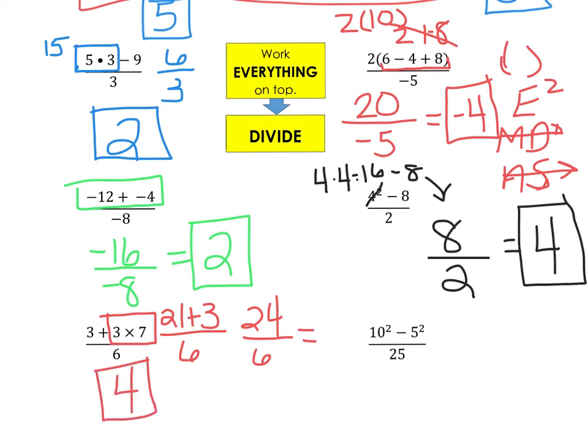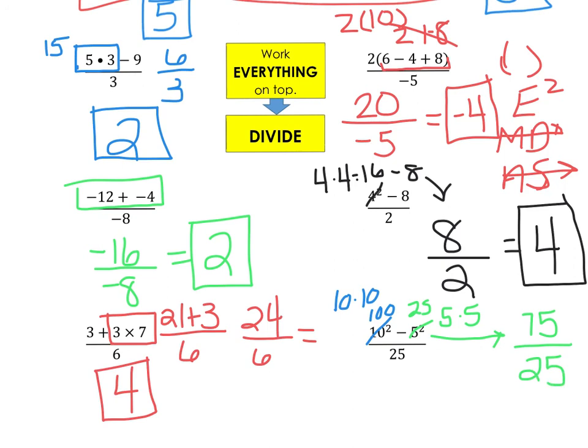All right, last one we're going to look at. Remember, we're going to take care of our top first, following order of operations, and then we're going to divide by that bottom number. So we're going to take care of 10 squared, which is 10 times 10, which is 100. And then our 5 squared, which is 5 times 5, which is 25. And then 100 minus 25 is 75. And 75 now divided by 25.